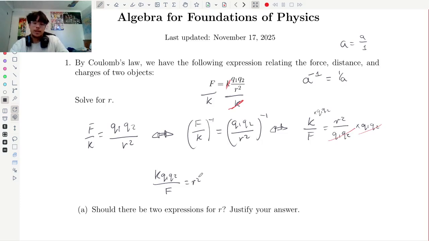Now, I need to get rid of this square here. And what I need to know is that to get rid of a square, I would need to apply the square root. The reason why the square root cancels the square is because the square root is the exact same as to the power of 1/2, right?